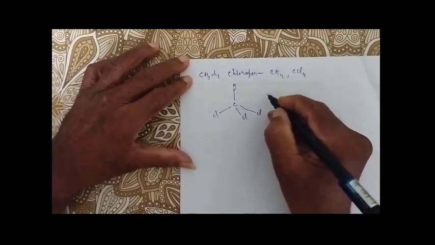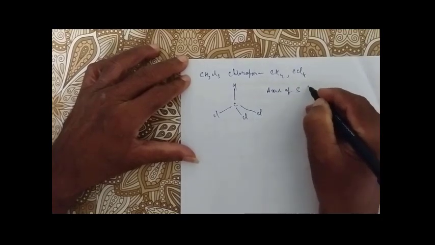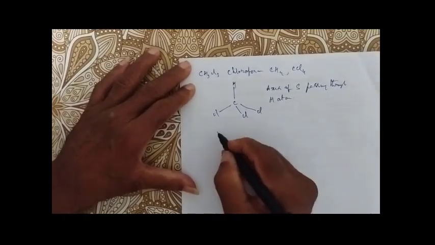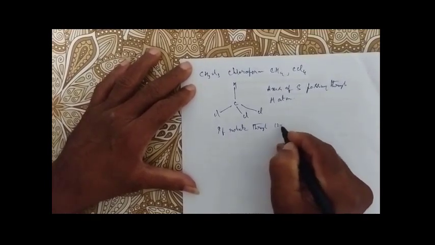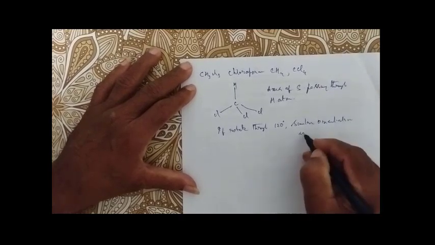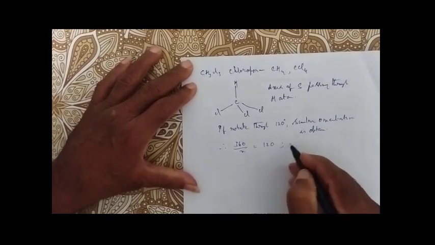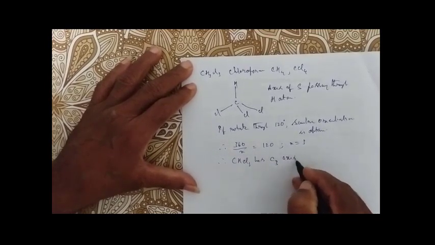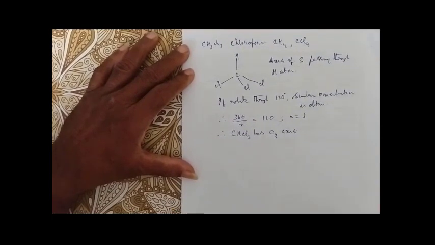Now imagine a line or axis of symmetry passing through the hydrogen atom. Now if we rotate through 120 degrees, then a similar orientation is obtained. Therefore 360 by n equal to 120 and n equal to 3. Therefore CHCl3 has a C3 axis. C3 axis means in a rotation of 360 degrees, the number of similar arrangements obtained is 3.